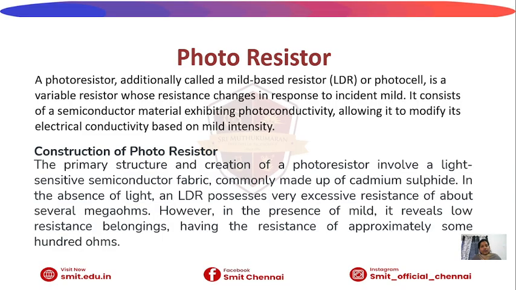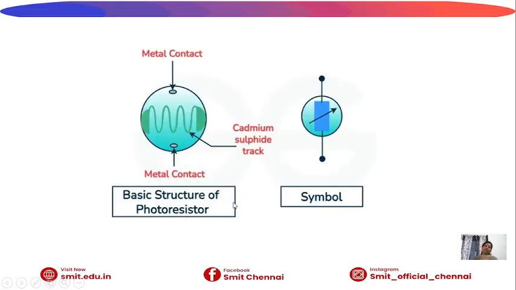The construction of a photoresistor involves light sensitive semiconductor fabric, which is made up of cadmium sulfide. In the absence of light, the LDR, that is light dependent resistor, has very high resistance, about several megaohms. In the presence of light, it shows a low resistance. In absence of light the resistance increases, and in presence of light the resistance decreases. It is approximately 100 ohms in light, but in absence it is several megaohms.